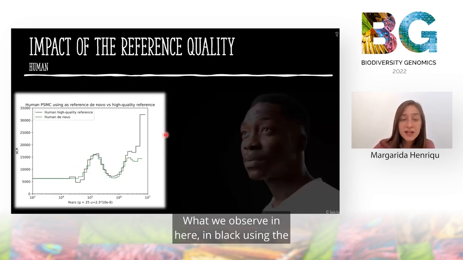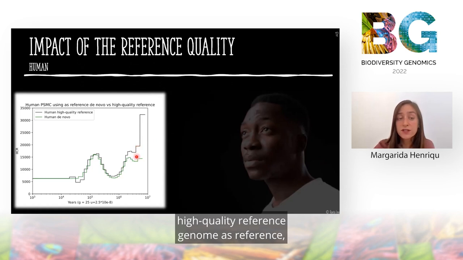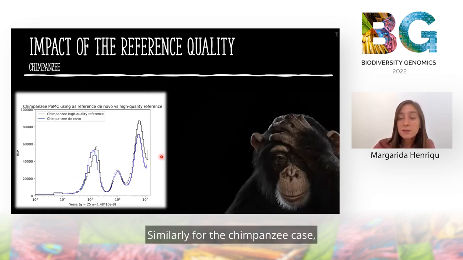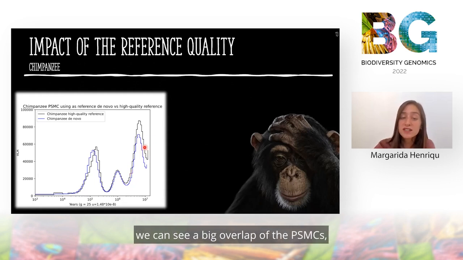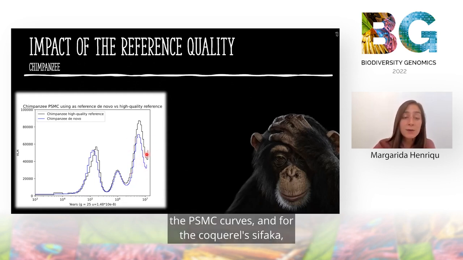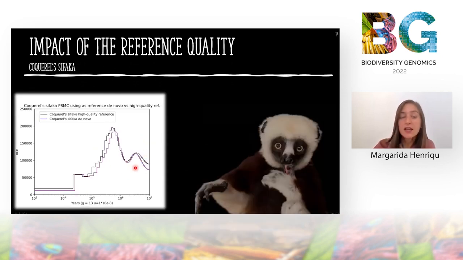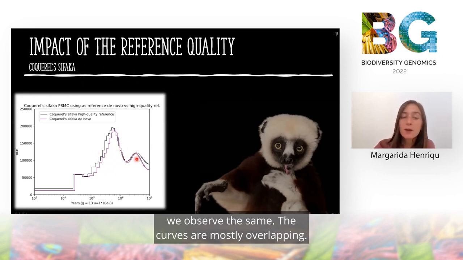What we observe here in black, using the high quality reference genome as reference, and in green, using the de novo as reference, is that the PSMCs mostly overlap. Similarly, in the chimpanzee case, in blue using the de novo, we can see a big overlap of the PSMC curves. And for the Coquerel's sifaka, we observe the same. The curves are mostly overlapping.